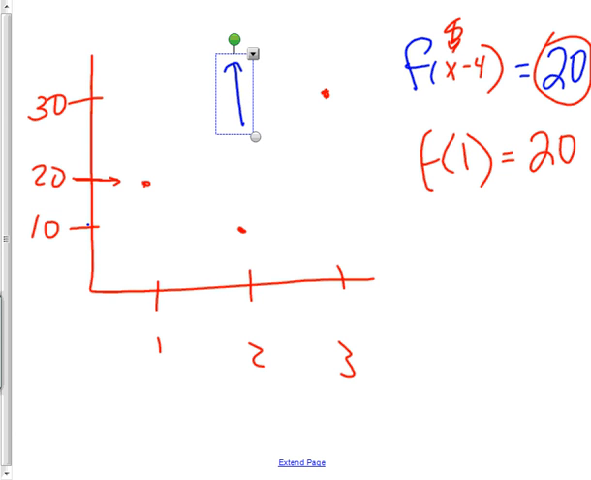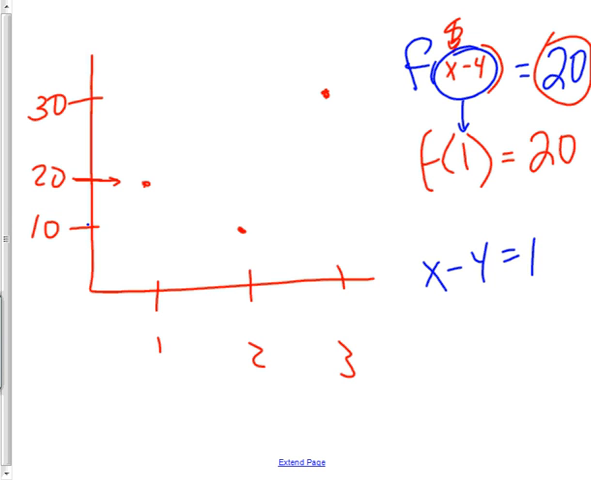So if f of 1 is 20, then we really are saying that the inside is equal to 1, right? So now x minus 4 equals 1. Add 4 to both sides. X equals 5 is correct. You get what I just did there? All right. I know some of you didn't. That's okay. We're going to try to get you on this next round.